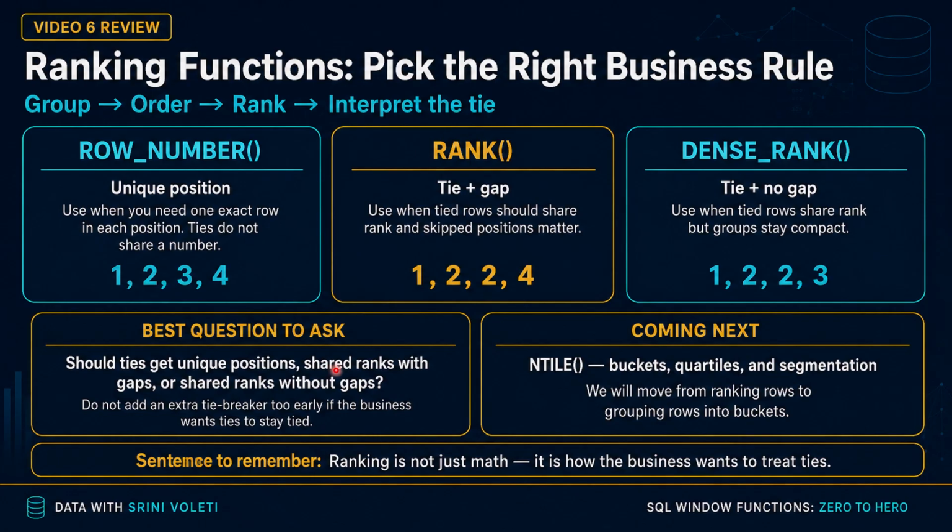One more warning before we close. When you order by a column that can tie, add a tiebreaker only if the business truly wants unique ordering. If the tie itself matters, do not accidentally hide it by adding extra columns too early. For example, adding provider ID to the order by for rank can destroy the tie and make rows look different when the business wanted them to be tied.